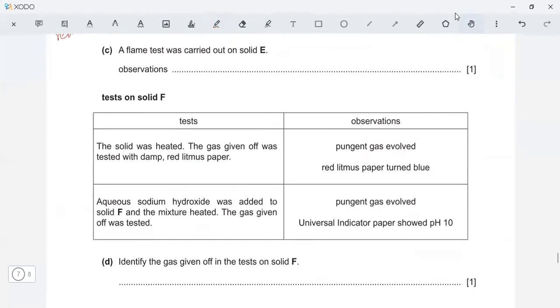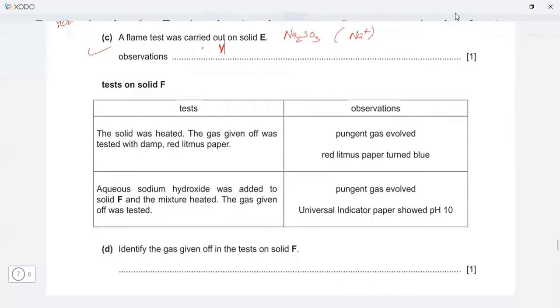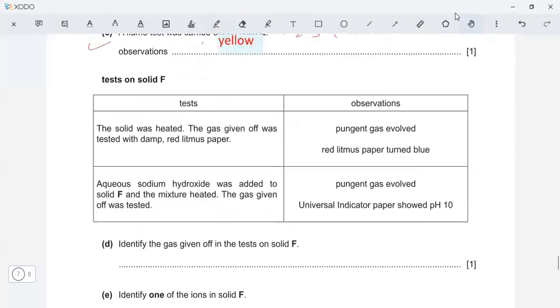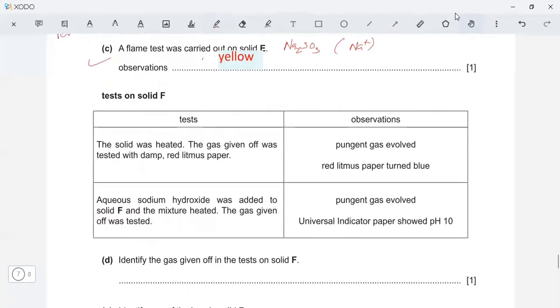Okay, now come to see, a flame test was carried out on the solid E. Solid E means sodium sulfite. So when you go for the flame test, the sodium metal is present here, Na+ is there, so you will get a yellow flame. Always remember, sodium will give you a yellow flame in the flame test.